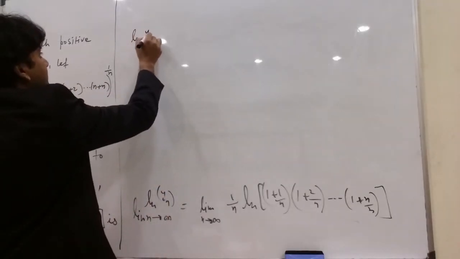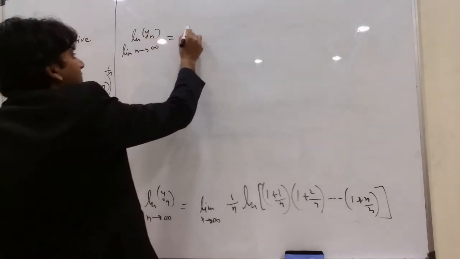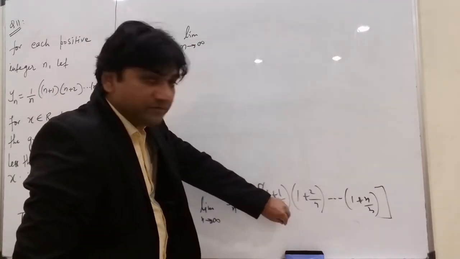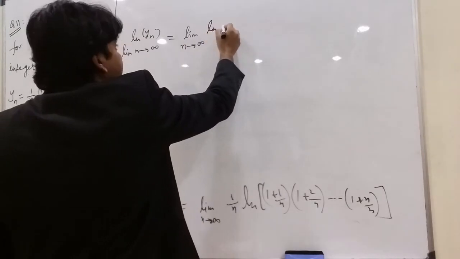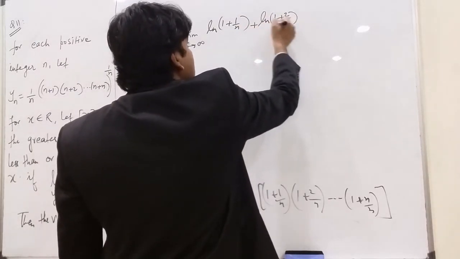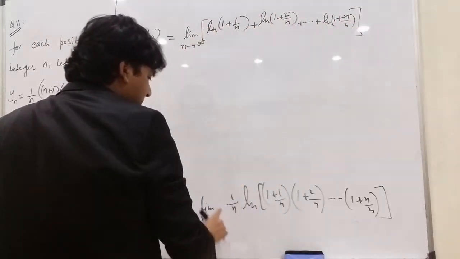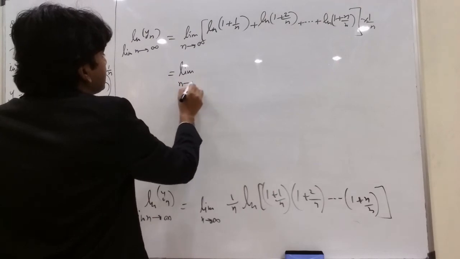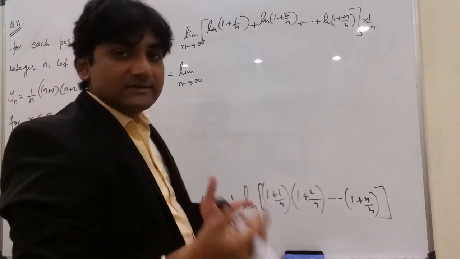Now this is the limit as n tends to infinity of ln y_n, equals the limit as n tends to infinity of, because of this ln, we can break ln of x times y as ln x plus ln y. So I will write ln(1 plus 1 over n), then plus ln(1 plus 2 over n), then up to plus ln(1 plus n over n), and this 1 over n will be in multiplication. Then the limit as n tends to infinity. These terms are all written in plus form, so I can write them in summation form as well.